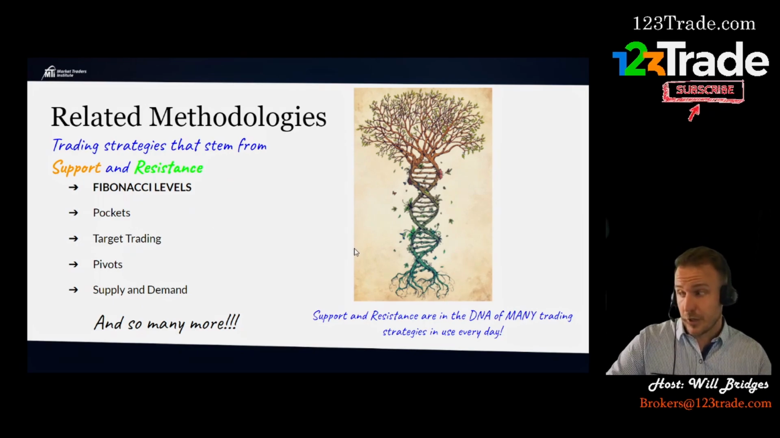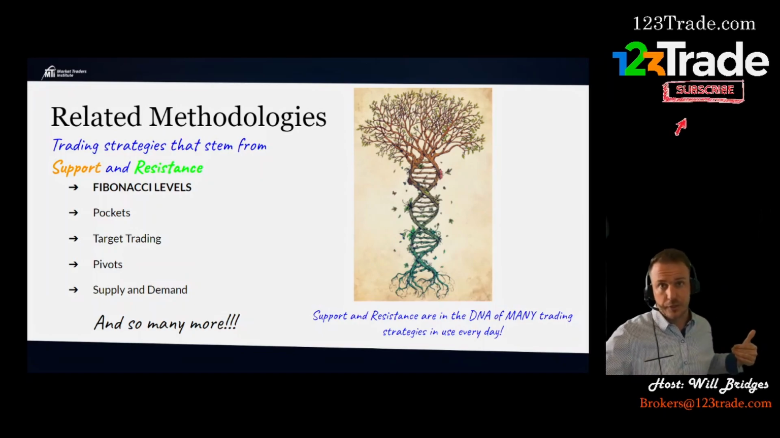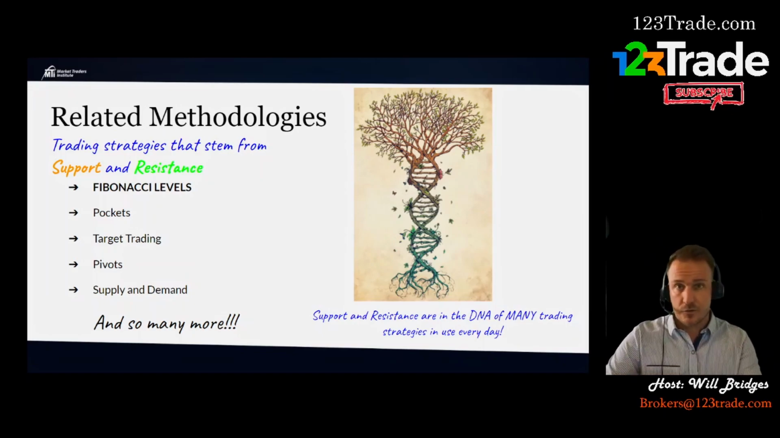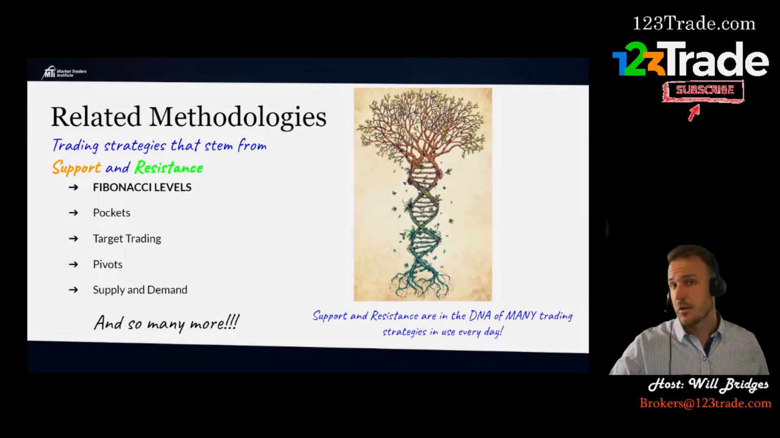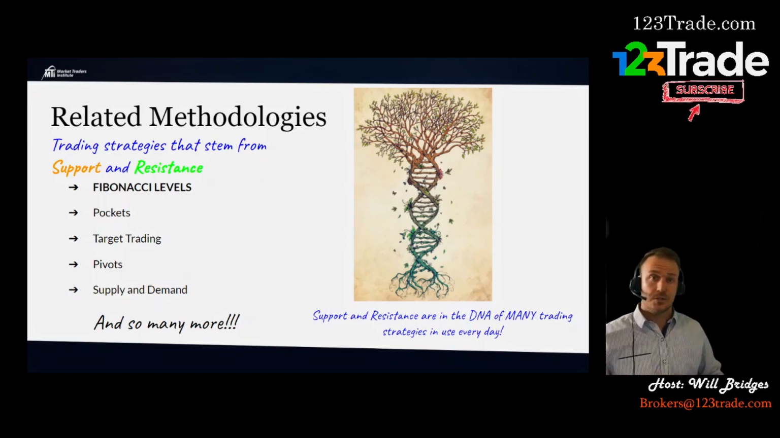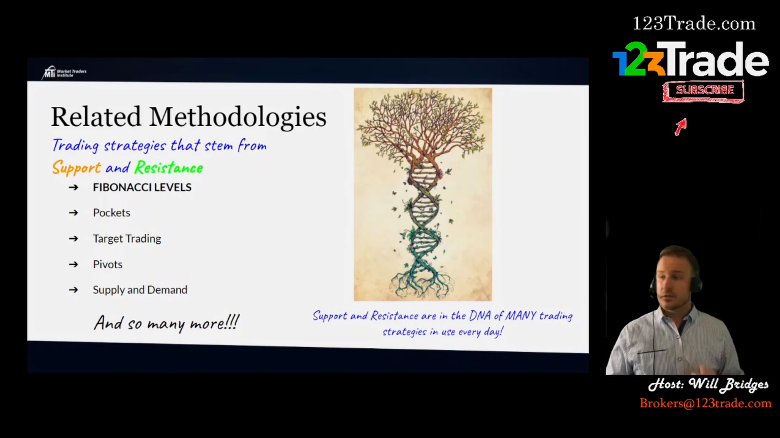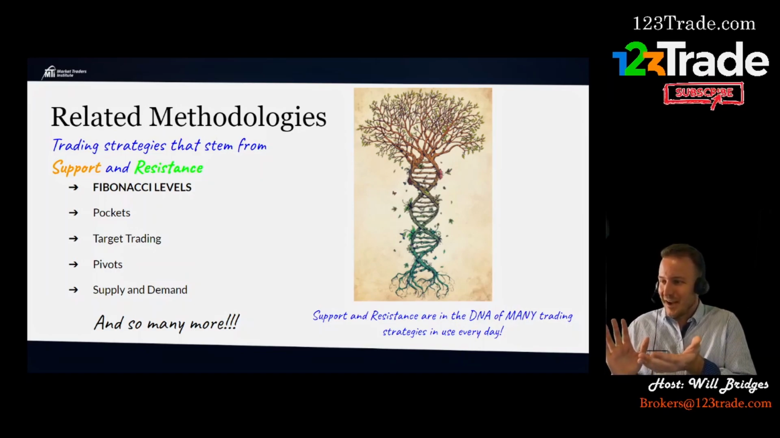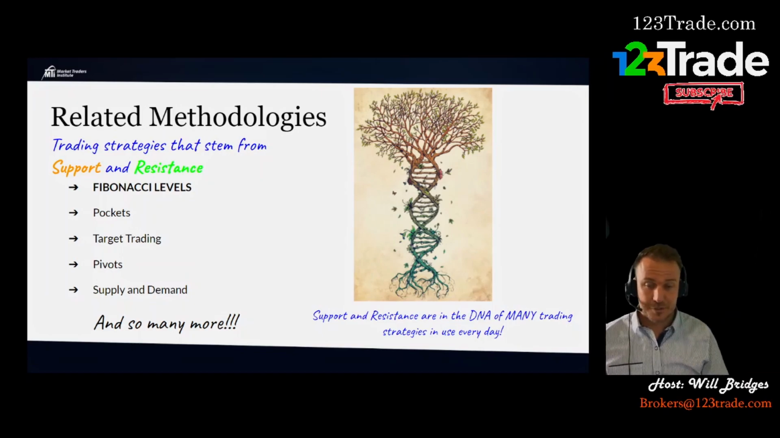Before we get into that real quick, I just want to make sure everybody understands support and resistance is really built into most trading strategies. Okay, so Fibonacci levels, all that stuff is very much based on finding levels of support and resistance. Pocket trading, target trading, pivots, supply and demand. There are so many more strategies that meet with what high and low looks like. Okay, so it's in the DNA of most trading strategies. You need to know this.